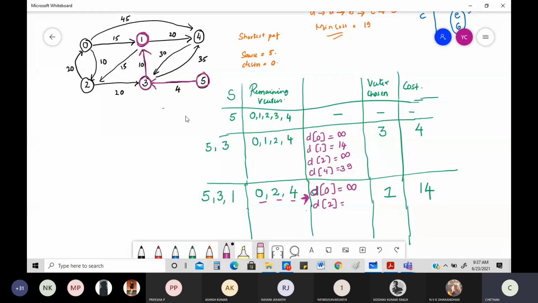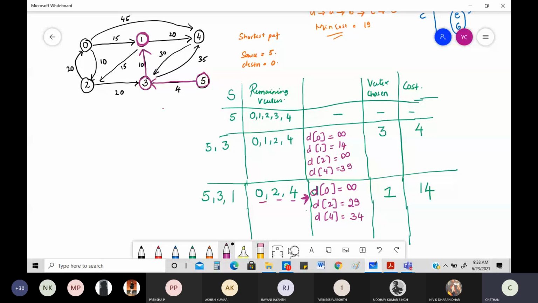Next with regard to D of 4. Where is 4? 4 is here. Can I go directly? Of course I can go. From 1 I can directly go to 4. So count that. Till here it was 14. You can see very clearly it was 14. 14 plus 20, 34. Obviously I can write that also.